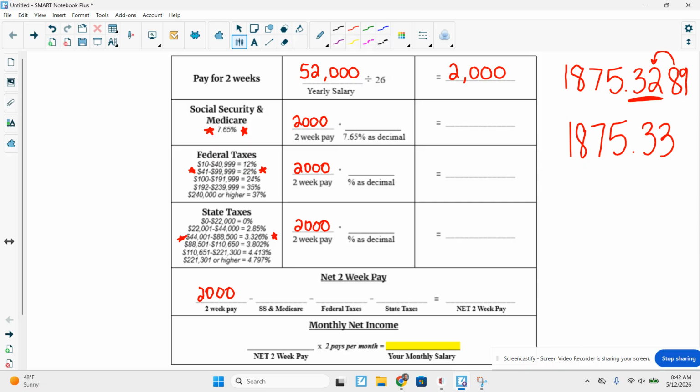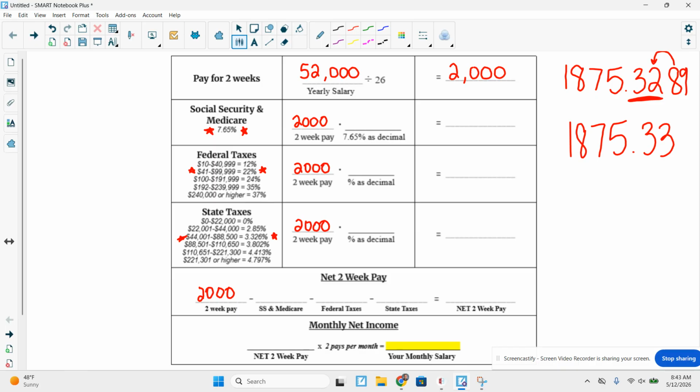Here's the next step. We are now going to move on to calculating our Social Security and Medicare that we have to pay. Here's how we do that. We take our 2-week pay, which we already calculated, and we multiply it by 7.65%. But you have to take that and put it into a decimal.